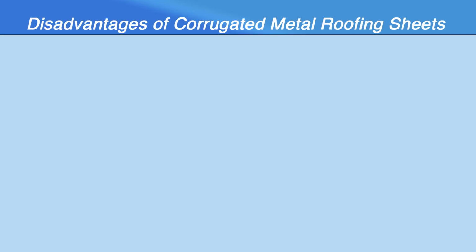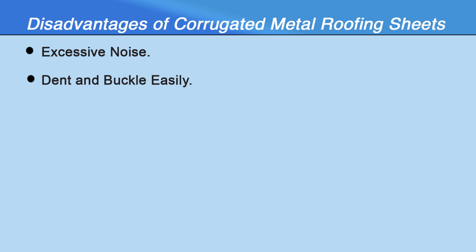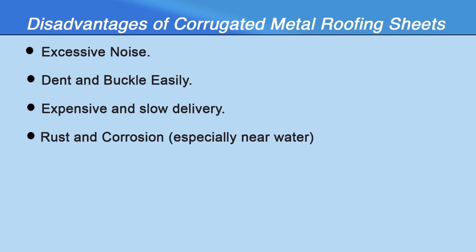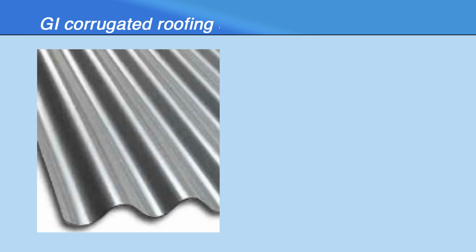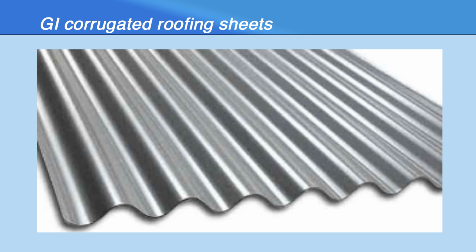Disadvantages of corrugated metal roofing sheets: it creates excessive noise. It easily dents or buckles. It is a little expensive and slow in delivery. It has a chance of rust and corrosion, and it gives you an industrial appearance. The overall cost of construction may be increased compared to wooden roofing materials or tiles. These are photographs of GI corrugated roofing sheets we generally see on industries, factories, buildings, warehouses.